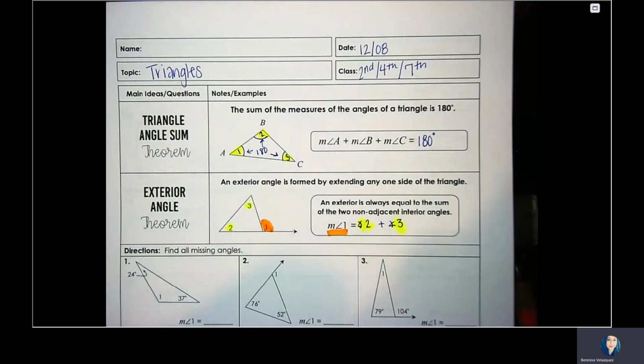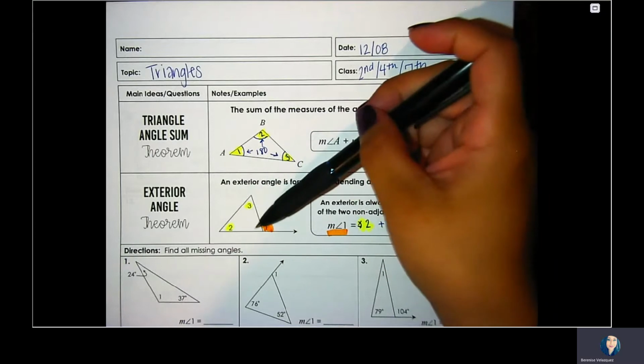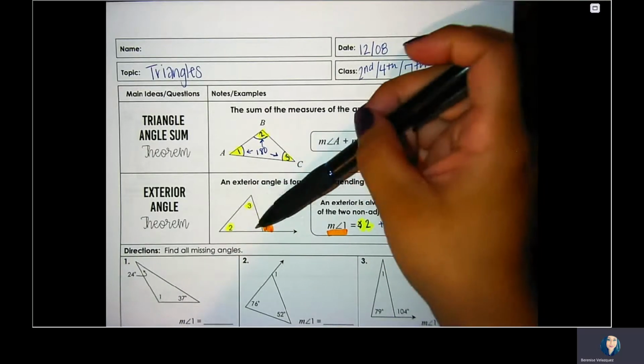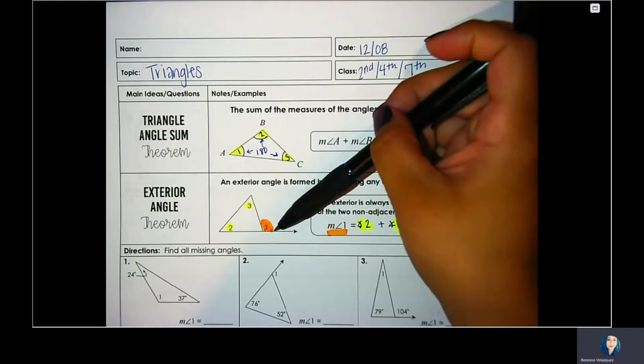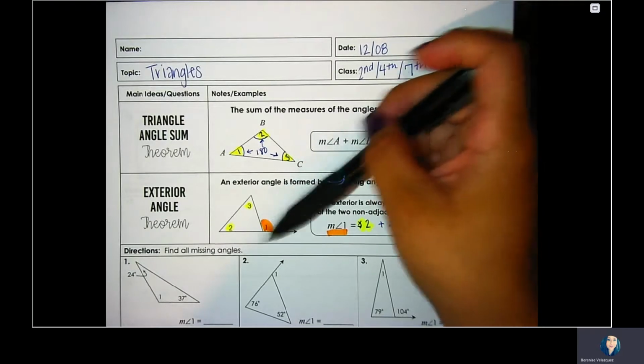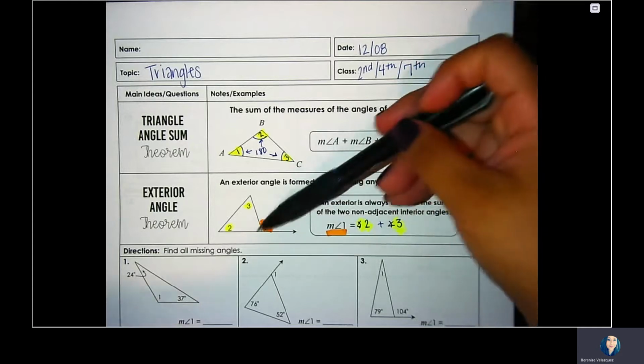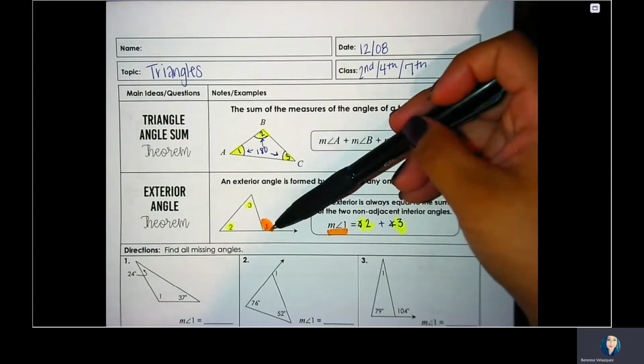Okay, it's a theorem, it's a shortcut. Yes, you could find the missing angle here by subtracting these two from 180, and then to get the orange piece, you subtract this one from 180 because this is a straight line. But that's 2 steps instead of having to just add those 2. So there are other ways to get the missing angle.